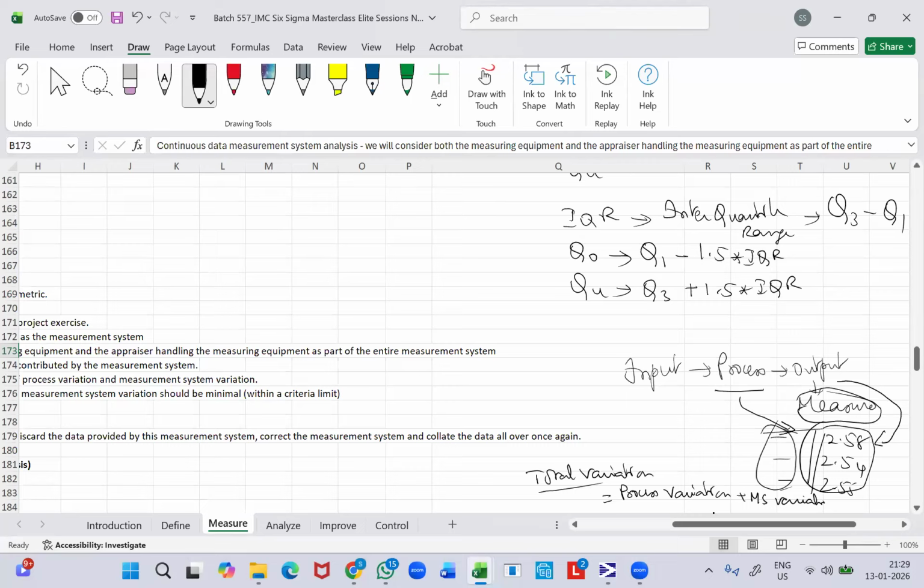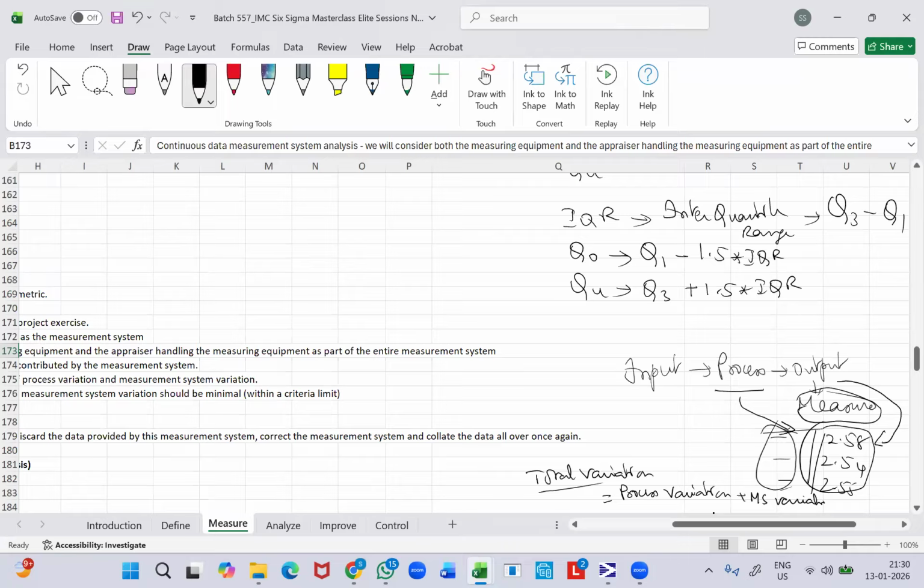But in a Six Sigma project, our effort will be to reduce this process variation. Is it not? So in a Six Sigma project, we'll be totally focused on improving the process efficiencies, meaning we will be focused on reducing the variation contributed by the process. And for that, we need to ensure that the variation contributed by the measurement system is as minimum as possible. Then only can we say that the measurement system is actually working fine and we can go ahead with our analysis and try to reduce the process variation as part of our Six Sigma project exercise.